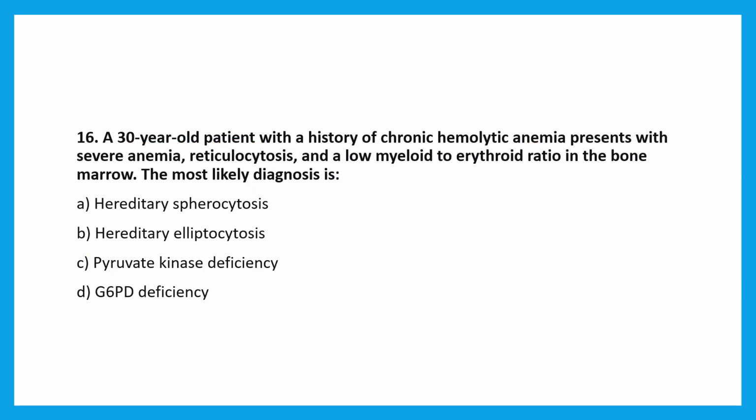A 30-year-old patient with a history of chronic hemolytic anemia presents with severe anemia, reticulocytosis, and a low myeloid to erythroid ratio in the bone marrow. The most likely diagnosis is what? The most likely diagnosis is number 16. Look at this. Okay, pyruvate kinase deficiency.